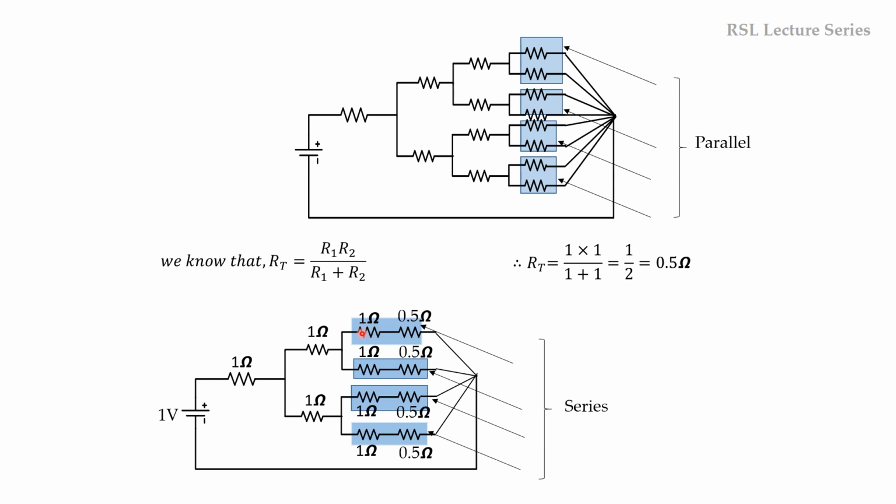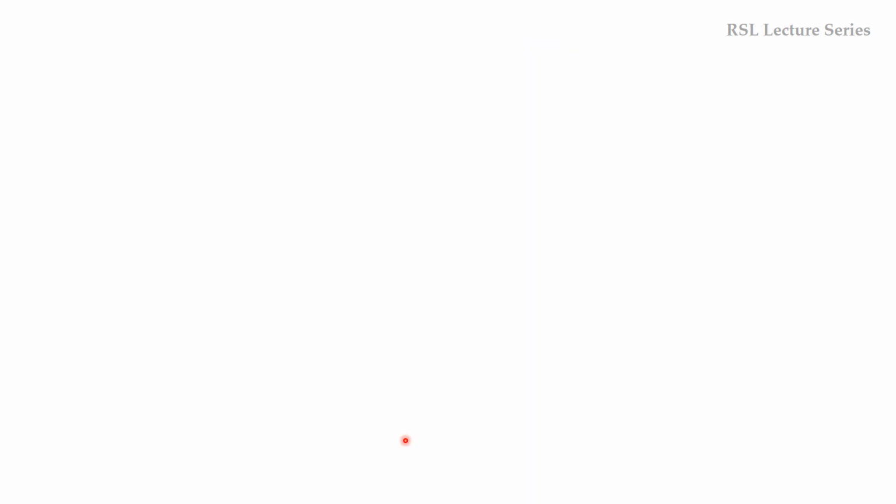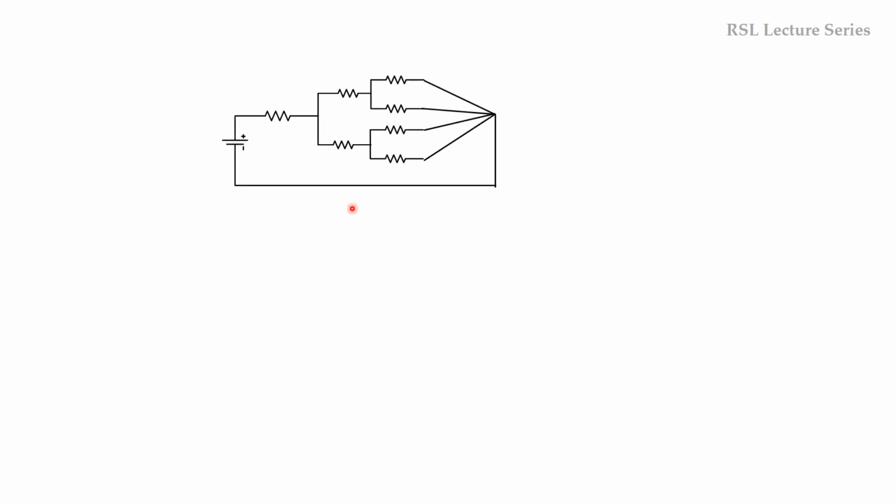So here we can add these two. 1 plus 0.5 will be 1.5. So here also 1.5, here again 1.5, and finally here also 1.5. Now the circuit gets reduced like this. So this is 1.5, this is 1.5, this is 1.5, and this is also 1.5.